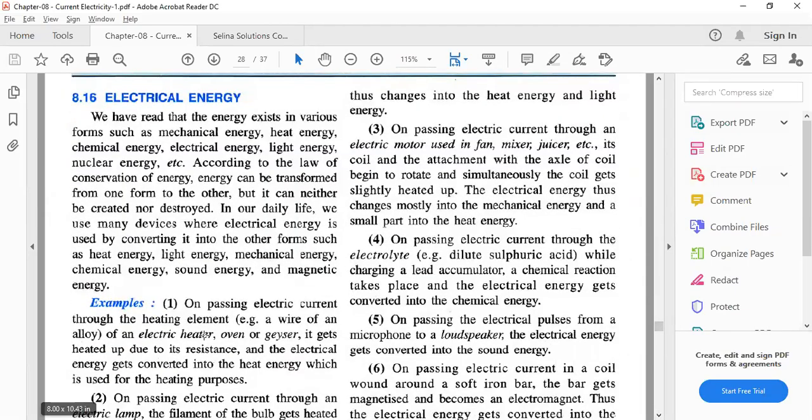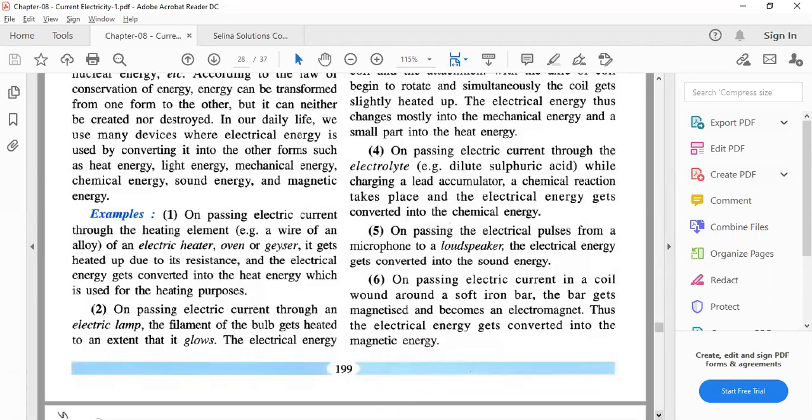Now, what about an electric heater, oven, or geyser? If you pass electric current through a heating element, which is made up of an alloy, because of the resistance it gets heated up, and therefore electrical energy gets converted to heat energy. From these appliances, we require heat energy. So electric energy is converted to heat energy in these appliances.